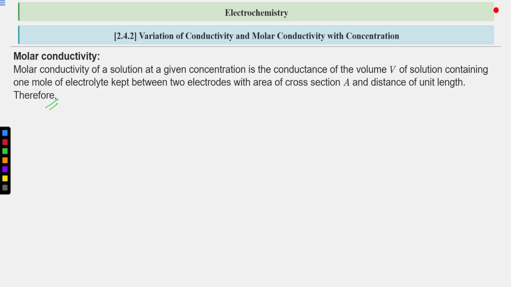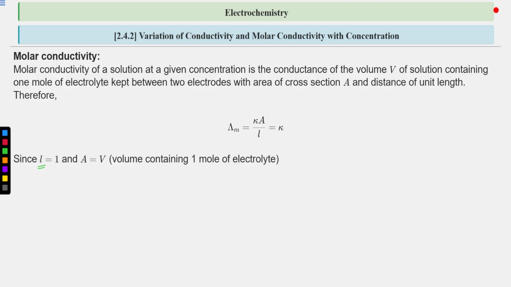Therefore, you can say that lambda m, where m represents molar conductivity, equals kappa A by L, or you can also write it as kappa if you take A and L both as unity, or 1. So molar conductivity is defined as kappa times A by L, or in the case of unit length and area, it will be equal to kappa.